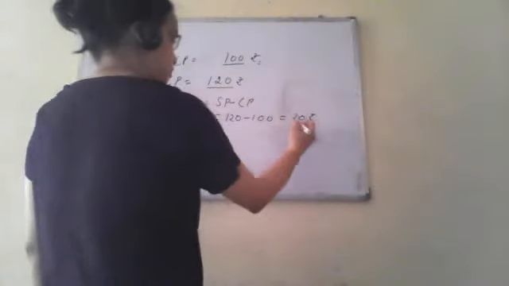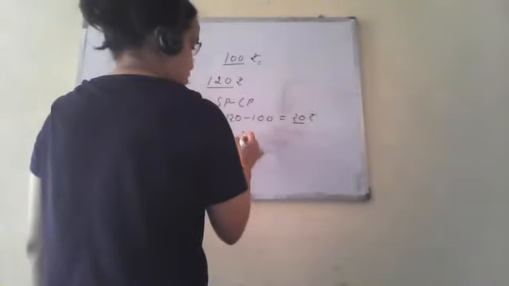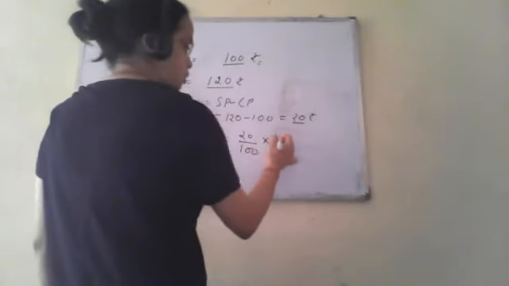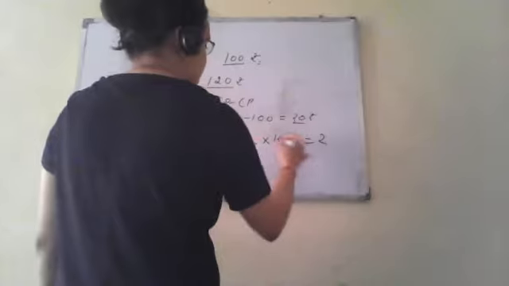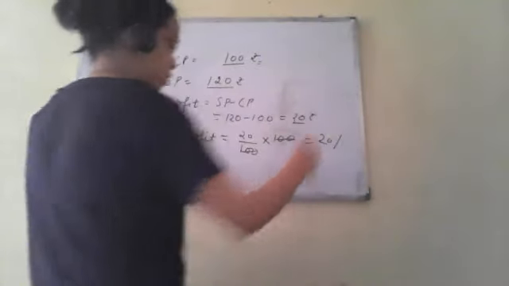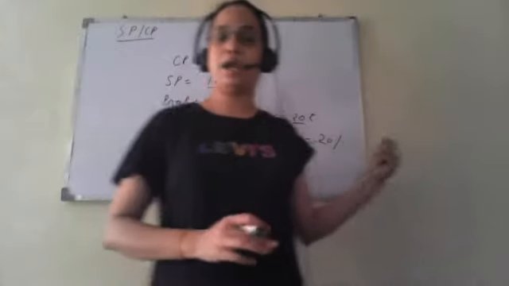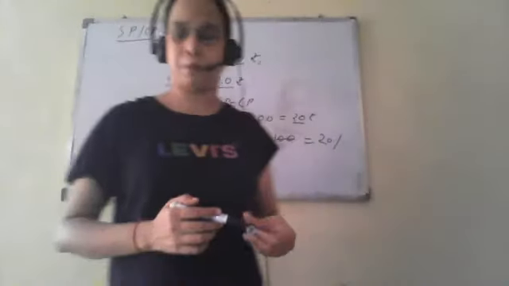So profit percent will be this profit in rupees, that is 20, upon cost price, that is 100, into 100. So it comes out to be 20%. The profit earned by me was rupees 20, and in terms of percent it is 20%.